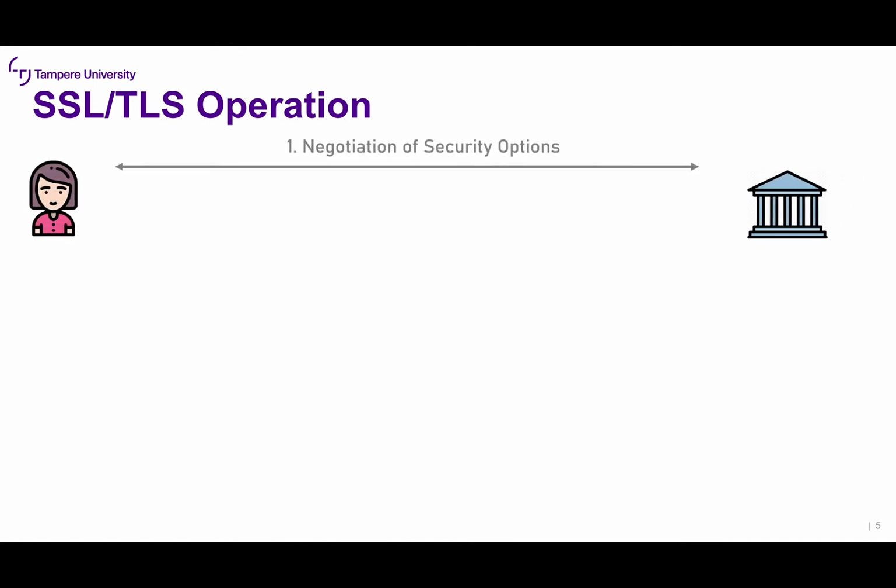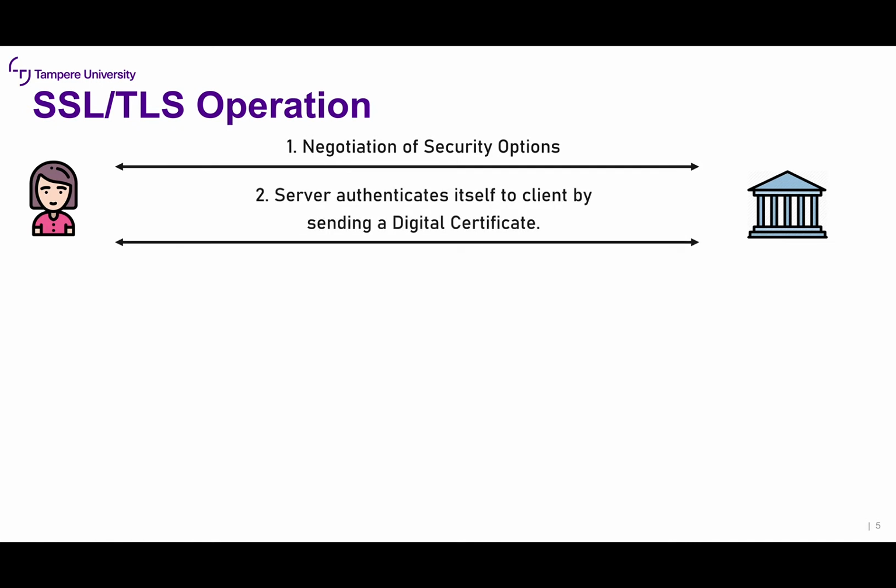Now, let's see the operations of SSL and TLS. First of all, as we already described in the previous video, we have 4 phases in all cryptographic systems. So the first step here is the negotiation of security options. Basically, Alice will contact the server and they will start a negotiation phase where they will agree on all the kind of crypto algorithm they will be using, all the parameters. Then the server authenticates itself to the client by sending a digital certificate. Client authentication is optional and uncommon.